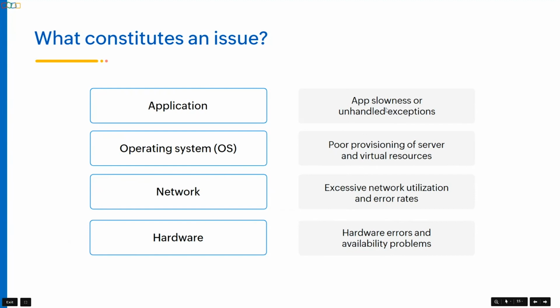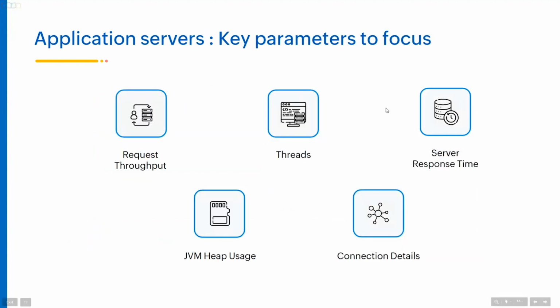To ensure optimum performance, it is important to understand the key metrics that you need to track no matter which environment your applications are running on, whether it's on-premise, private cloud, public cloud, or hybrid cloud. Among the critical metrics for application servers listed here, we have request throughput, threads, server response time, JVM heap usage, and connection details. Among all of these key parameters in application servers, JVM heap usage stands out.